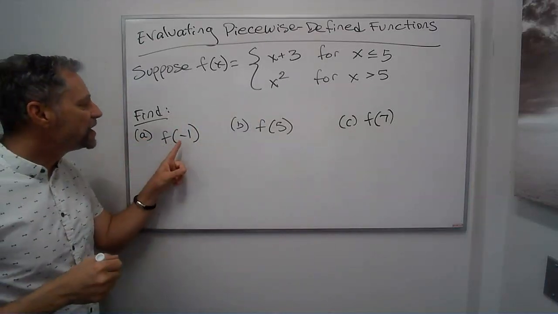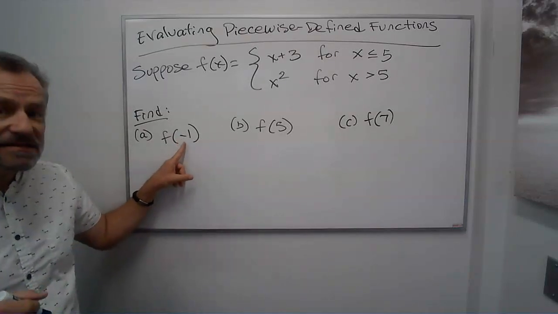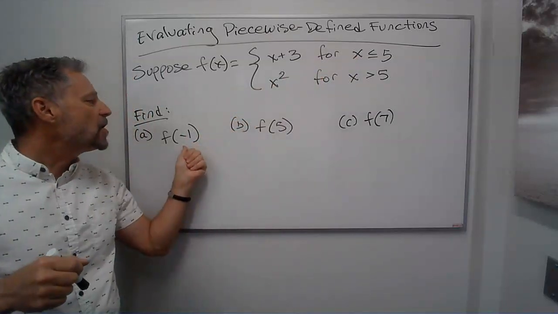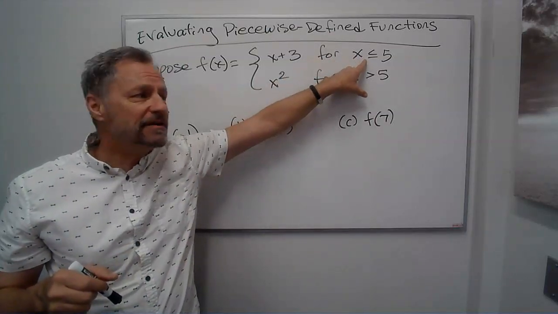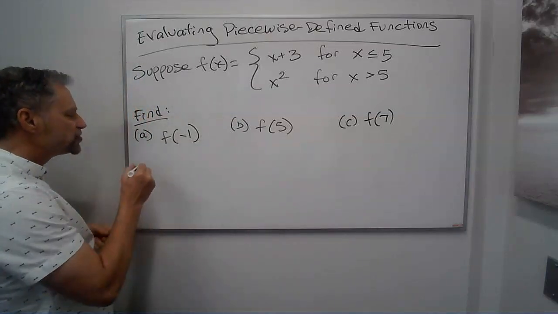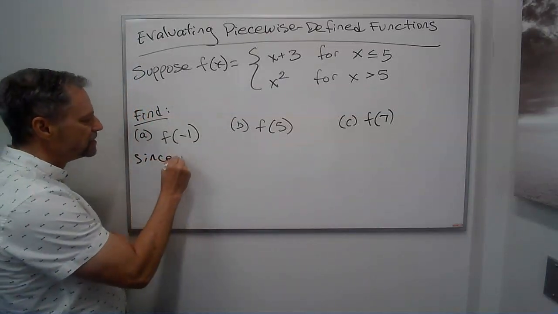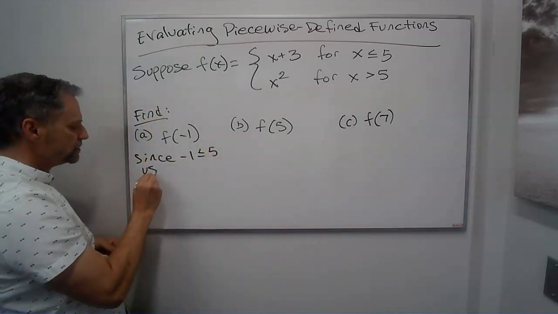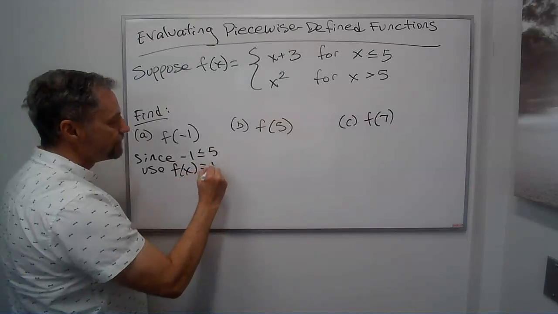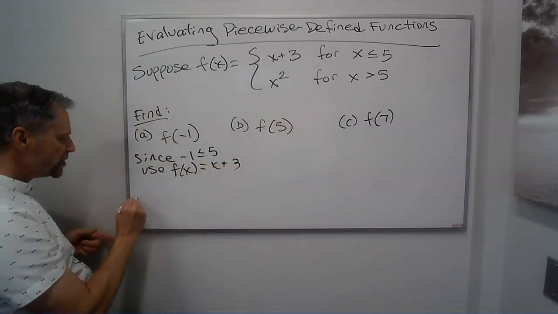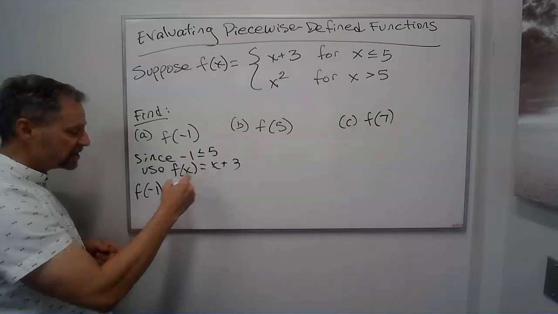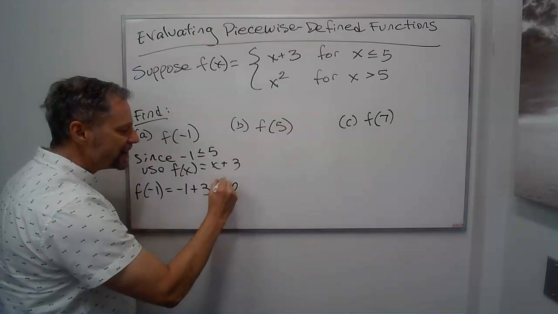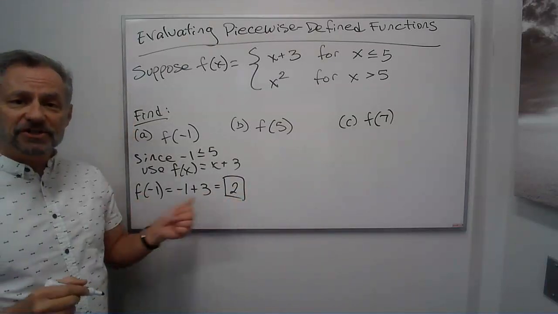So f of -1, we go to the -1, that's my x. We go over here and we say, okay, is -1 less than or equal to 5, or is it greater than 5? Since -1 is less than or equal to 5, we use x plus 3. So we go to -1 plus 3, and we just evaluate that, and we get 2. And that's my answer: f of -1 is 2.